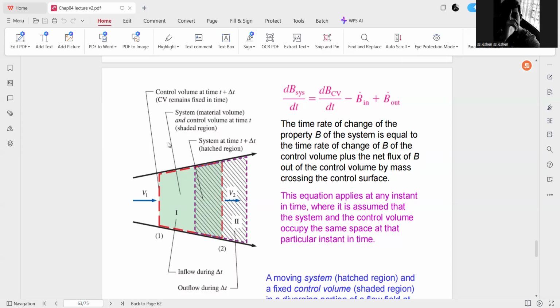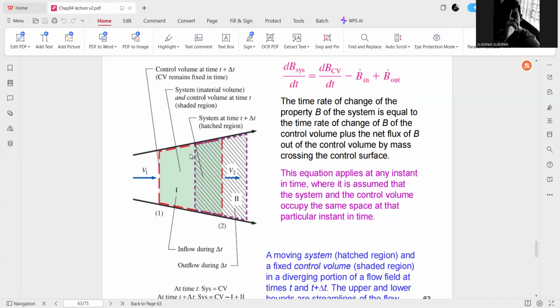This diagram shows a control volume with fluid flowing through it. The arrows indicate velocity vectors representing fluid flow through the control surface and exiting the system.